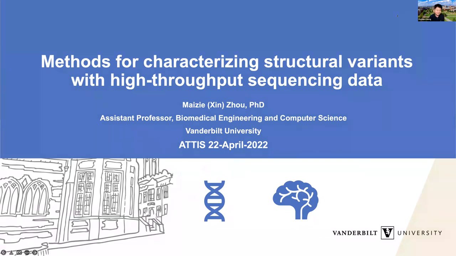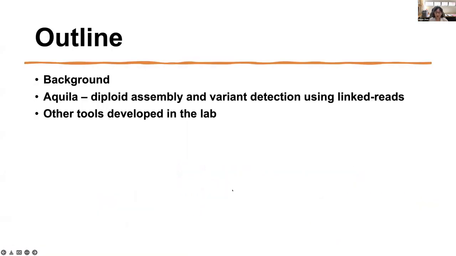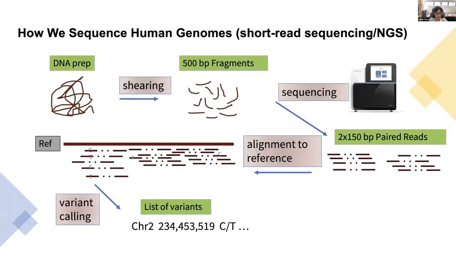Go ahead. Okay, great. I'm delighted and honored to be invited to speak today. So, let's see. Okay, so here's the outline of my talk. First, I will give some background for the research, and then I will go through the first tool we have developed, Aquila. Basically, it's a diploid sampling and variant detection algorithm used in human genomes. And then I will spend a little bit of time to go through some other tools developed in the lab.